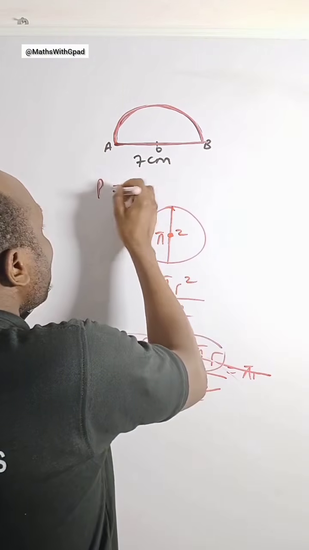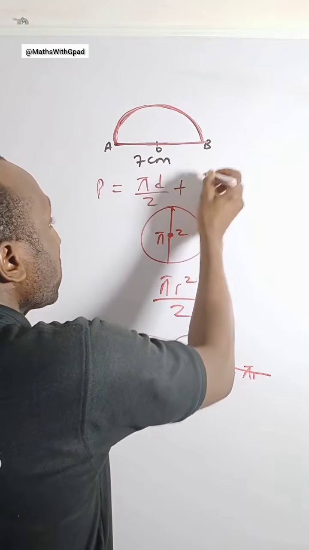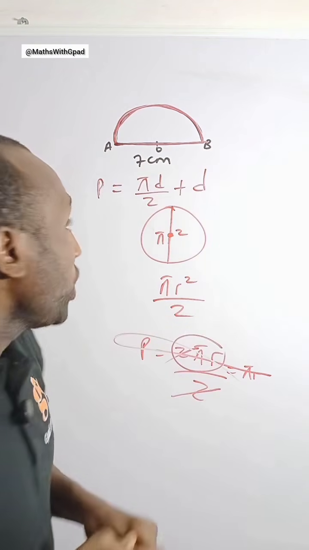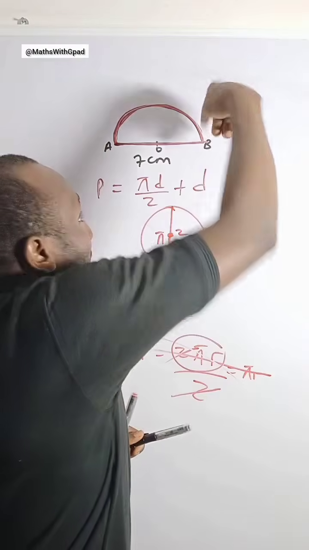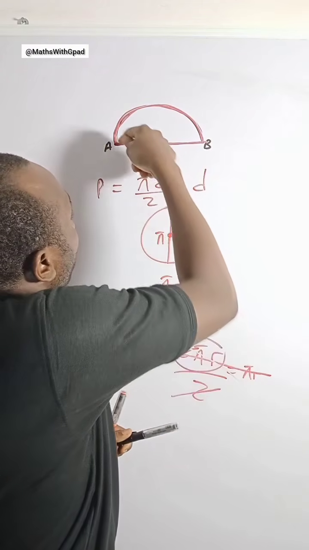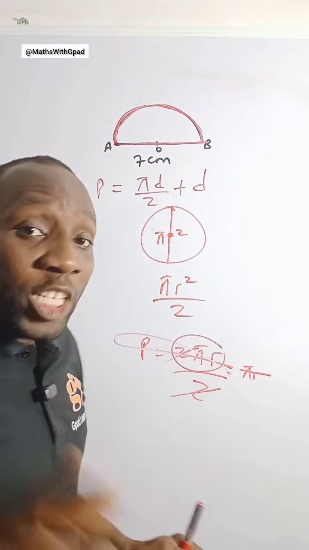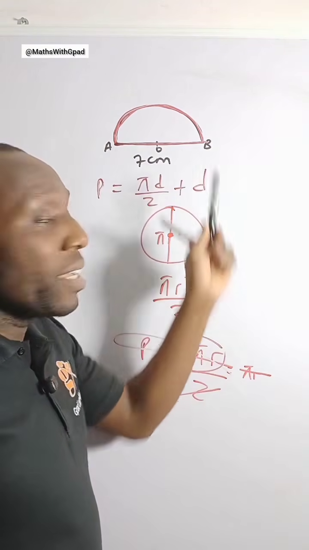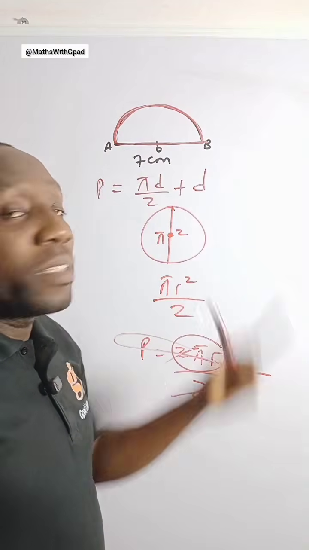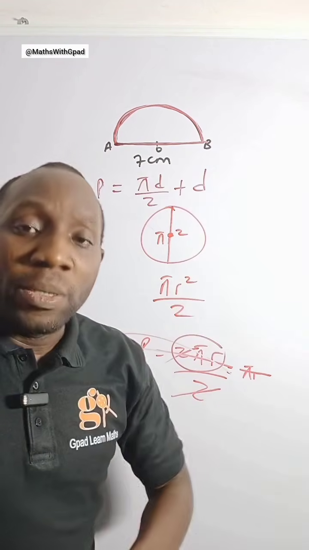So the perimeter of this semicircle will be pi d over 2 plus d. The pi d over 2 is coming from the arc. Remember, it is half the circumference. And then this d is coming from the word diameter and not just pi. If you use pi r as I did here, it will be wrong. You must add the diameter to half the circumference. That will now give you the perimeter of a semicircle.